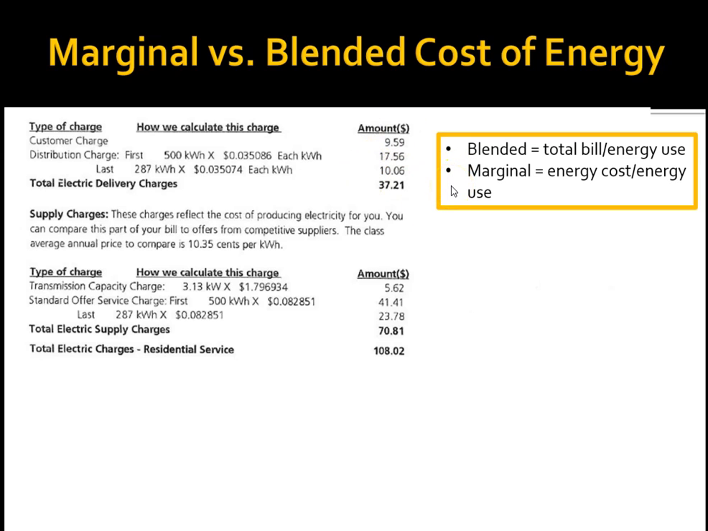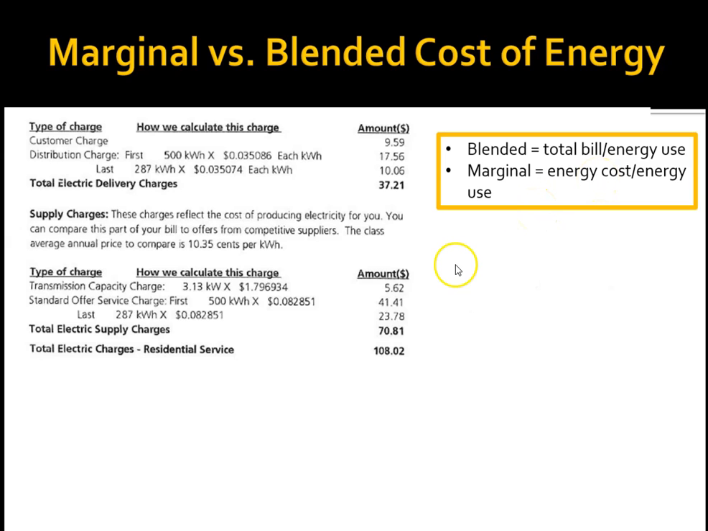Okay, so what is the difference here? A blended rate takes the entire utility bill, electric or gas, and divides that by the total energy use. The marginal rate takes just the energy cost, which you should have just gone over in the previous presentation, and divides that by the energy use.